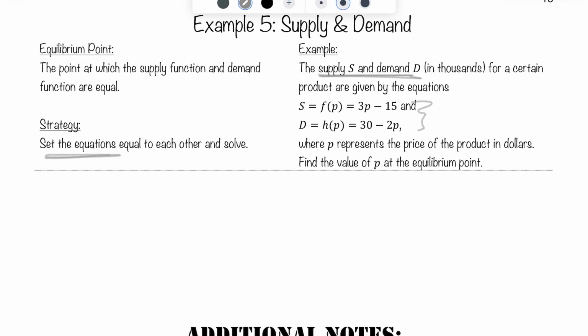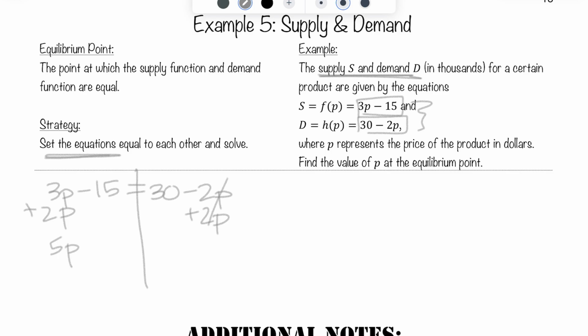So I'm just going to set it up. 3P minus 15 equals 30 minus 2P. So I'm using these two pieces and setting those equal. Then I'm just going to go through and solve it like I would solve any kind of equation. This is one where you could do one of four things. You could subtract that 3P, you could add the 15, you could subtract the 30, or you could add the 2P. I'm going to go ahead and just add that 2P to both sides.